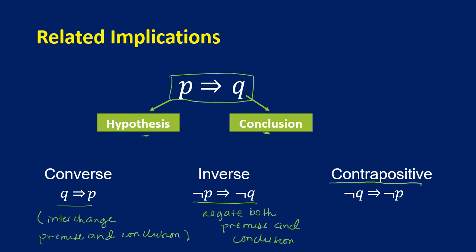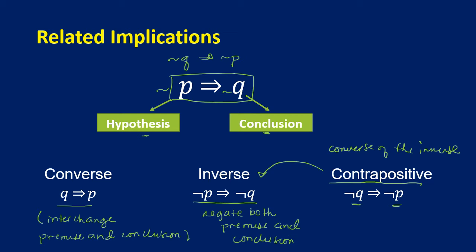For the contrapositive, the contrapositive is actually what? If you look at this, what is its relation to this one? The contrapositive is the converse of the inverse, right? It's like you get the inverse first. You negate both of these, and then you switch, understand? And then you switch. That is the contrapositive.